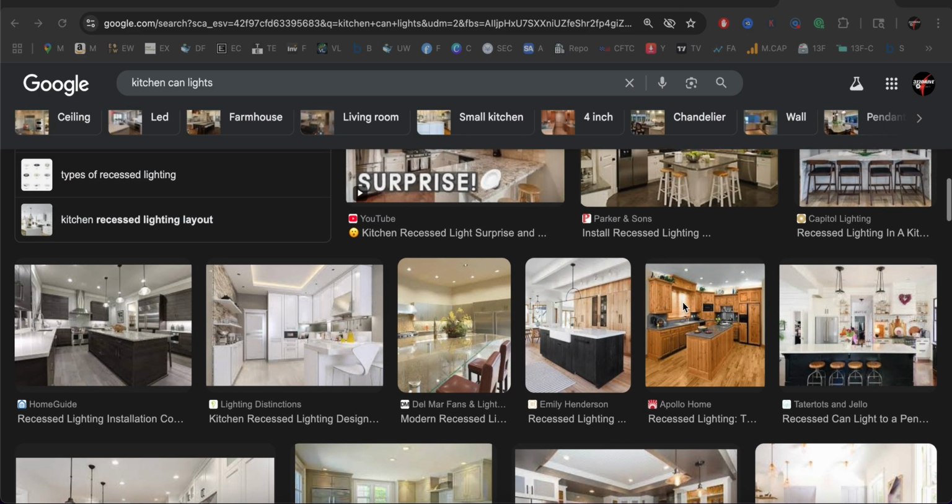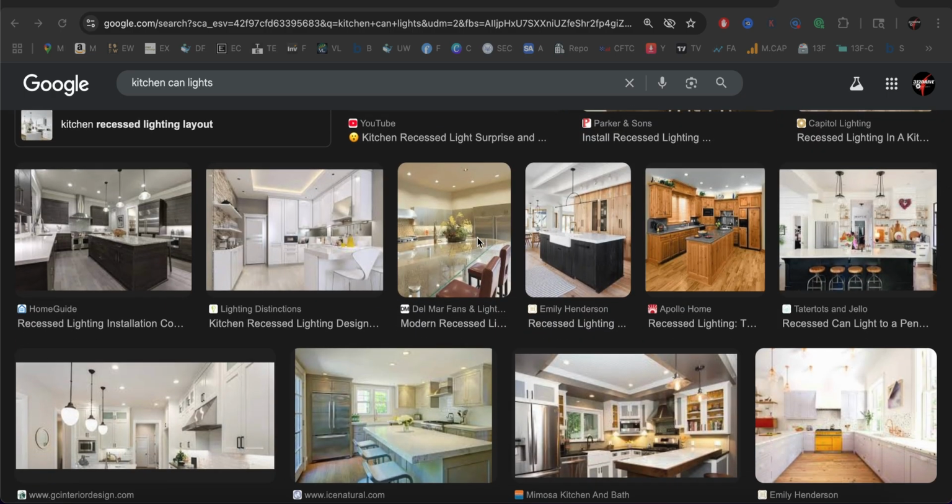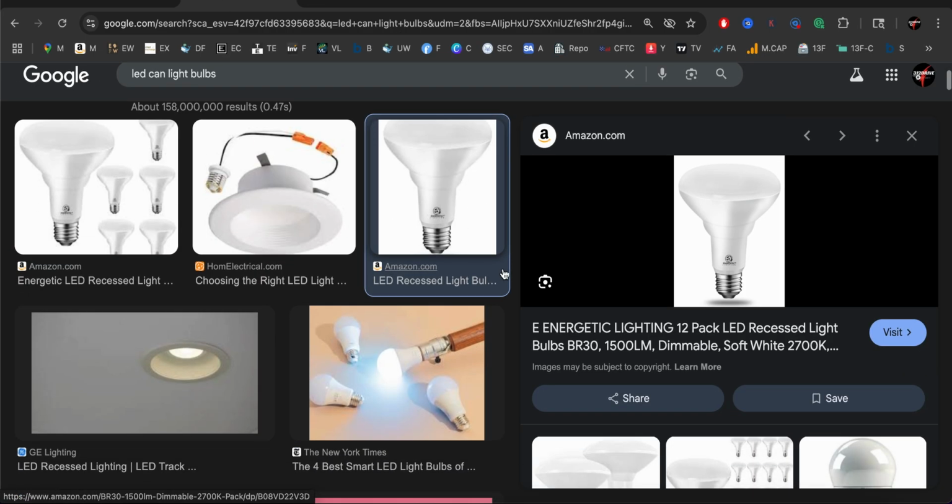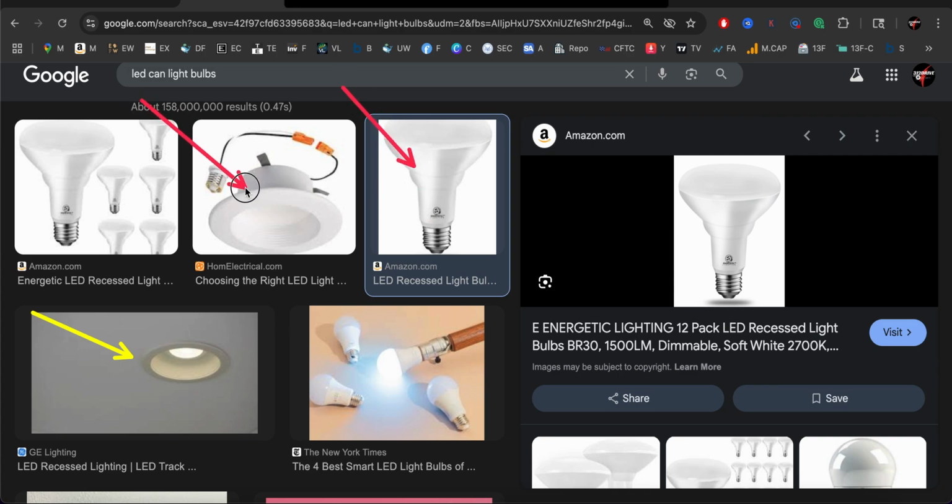There are many times people will have it throughout their living room or kitchen. It's essentially one switch controlling multiple lights. Can lights look something like this, where you screw the light bulb inside of this can light, okay? Sometimes people do a conversion. Instead of using the light bulbs, they will just buy these recessed lights. So both of them, essentially.